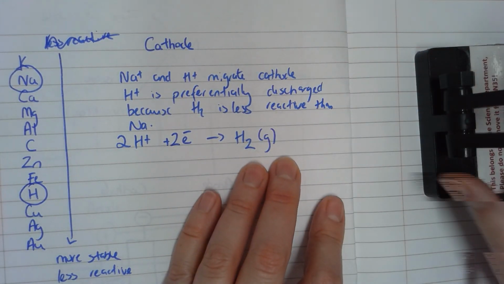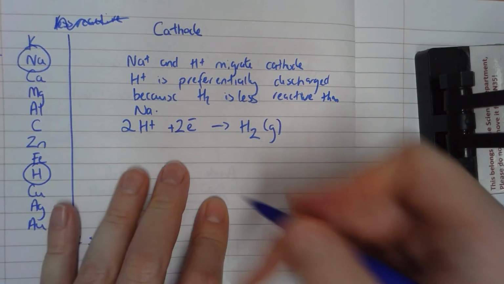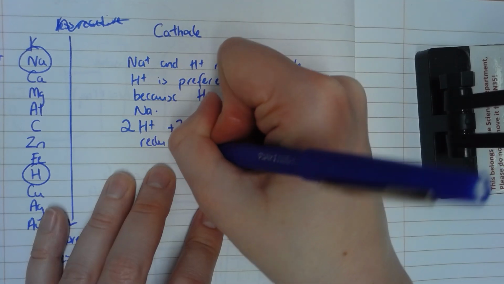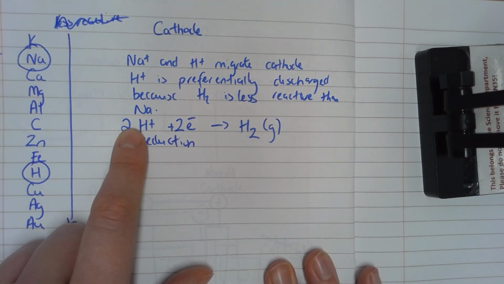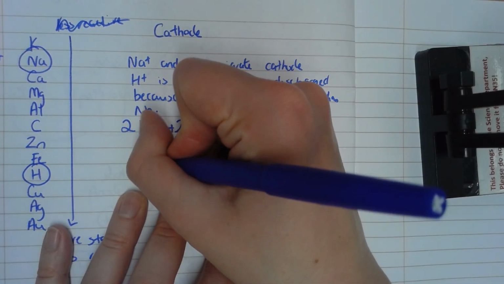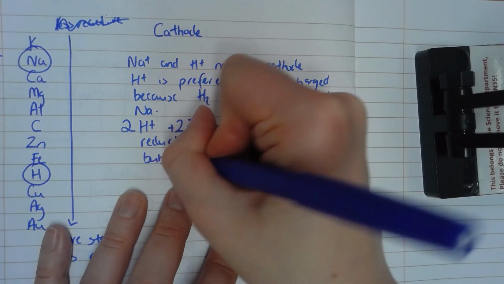Hydrogen is a gas. So because it's gaining an electron, this is an example of reduction. So once again, we're seeing that the positive ions are reduced at the cathode, and because hydrogen is a gas, we are going to see bubbles.